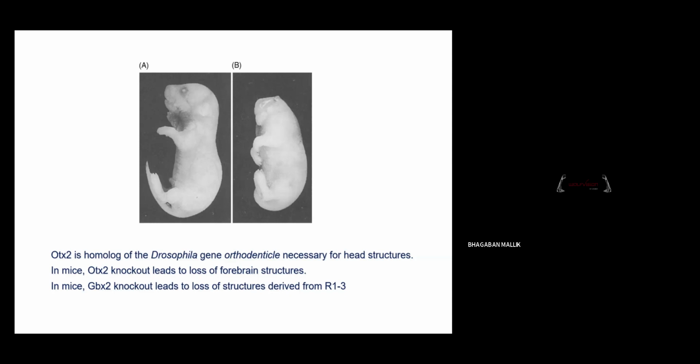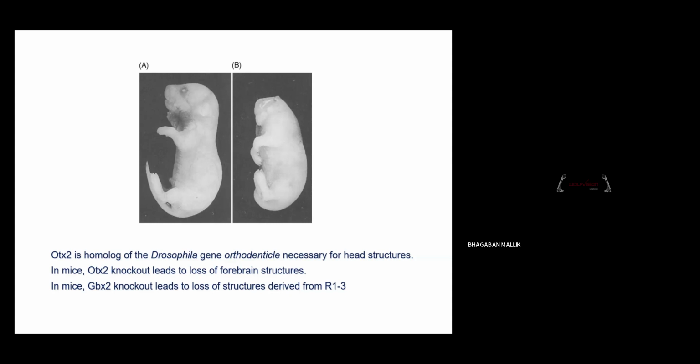Similarly, the GBX2 knockout mice, where GBX2 specifies the hindbrain, the rhombencephalon. You have a loss of GBX2, and you find the loss of the rhombomeres from R1 to R3. So just remember that OTX2 defines the anterior development of the brain, like midbrain and forebrain, and GBX2 defines the posterior part of the brain, like the rhombencephalon, the metencephalon and myelencephalon, the hindbrain.